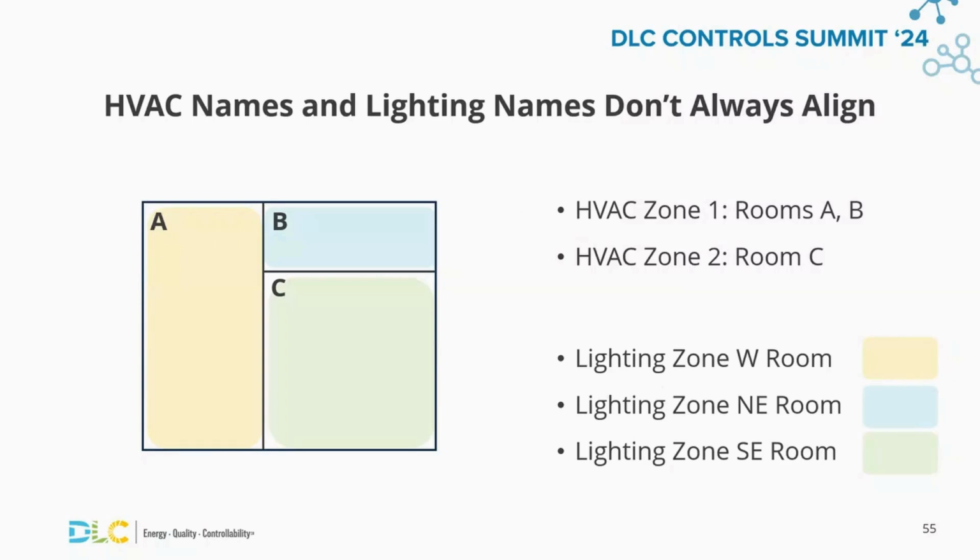Back to our floor plan for how different naming conventions in HVAC versus lighting can complicate things. In this example, the rooms are named A, B, and C in the HVAC system software, but they're named West, Northeast, and Southeast in the lighting system software. This example is only 3 rooms, so it's not really that complicated. But imagine if you had dozens or hundreds of rooms with completely different names in the HVAC system versus the lighting system. Integration would be manageable but time-consuming.